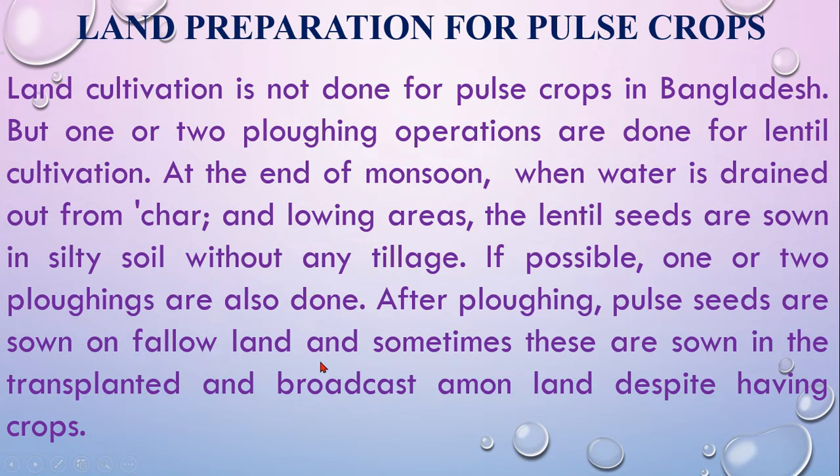After plowing, pulse seeds are sown in fallow land, and sometimes these are sown in transplanted and broadcast aman land despite having crops. That means without any tillage, or we can do one or two tillage on that chor land, that means in the silty land, and we can cultivate pulse or lentil.